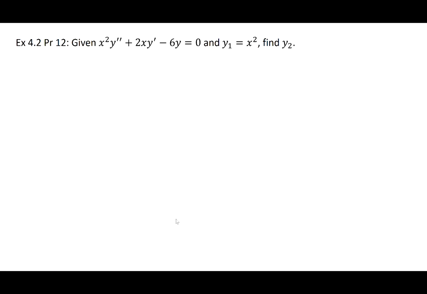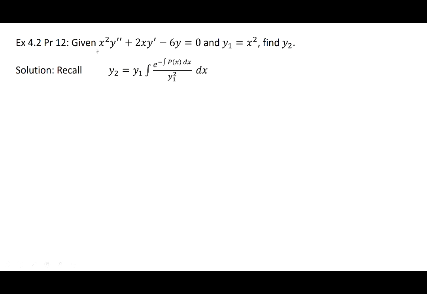Similar problem: given this differential equation and y1 equals x squared, find y2. I'll put that formula again. When I do problems like this, I keep on writing that formula over and over again. For every problem, I'll just write it. The more times I write it, the better I can commit it to memory. Okay? All right. First order of business, find p of x.